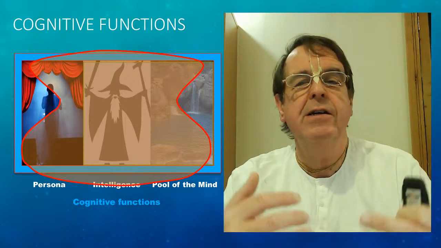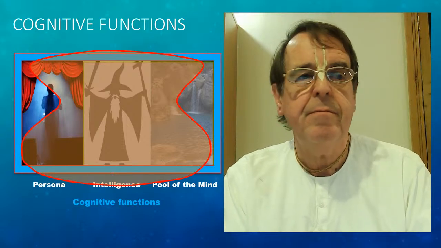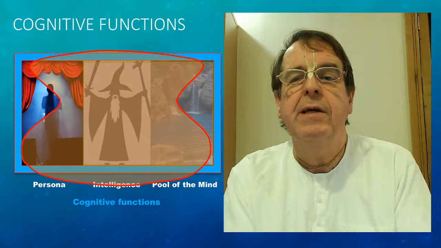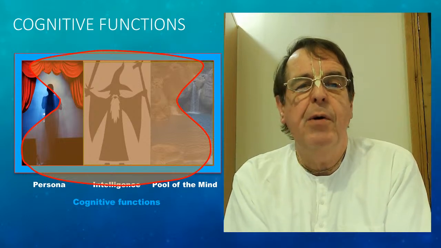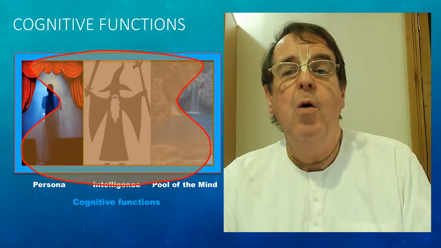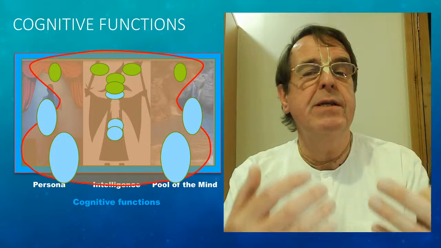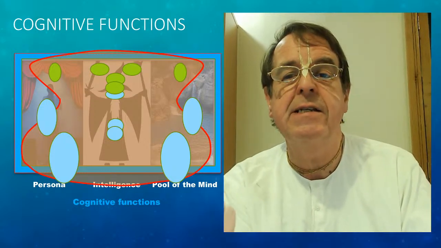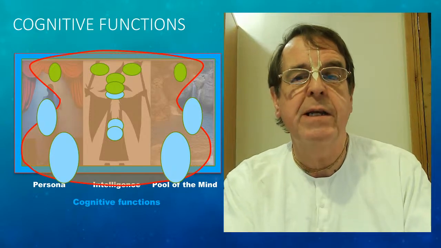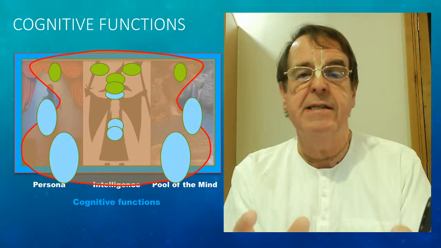So in this way, the subtle body contains these elements: persona, intelligence, and the pool of the mind. But the subtle body actually continues to expand and to include other things. What it does is it includes the specific types of the 10 senses that are the characteristics of our organization type. So it gathers to itself the 10 senses.